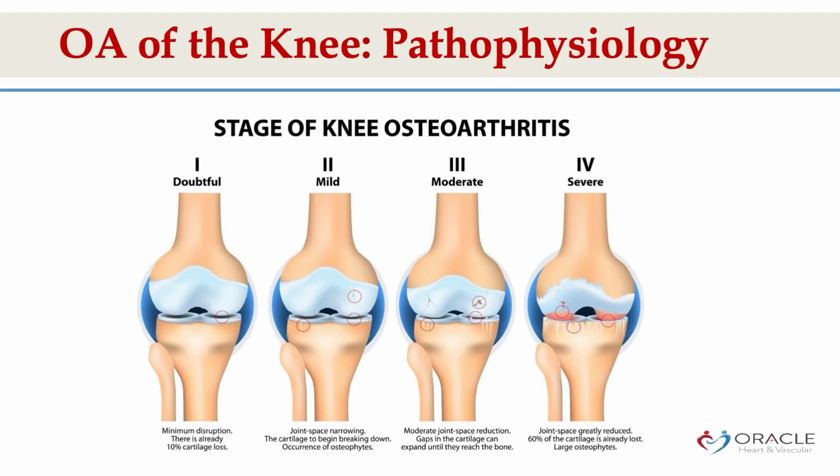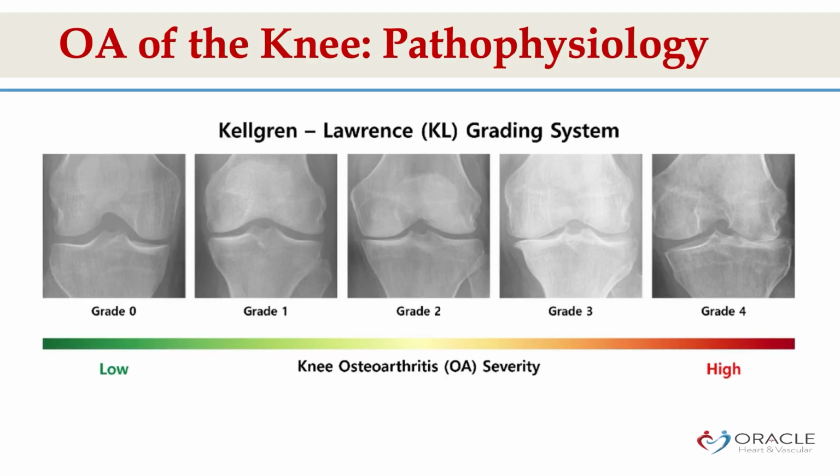Okay, this is an x-ray. So you can see here, this is normal. You have a nice, healthy space, no real bone spurs. And then as you progress in your disease, in the arthritis, you see how the space continues to narrow, narrow, narrow. And here, it's literally bone on bone.